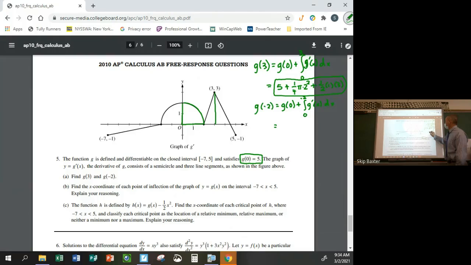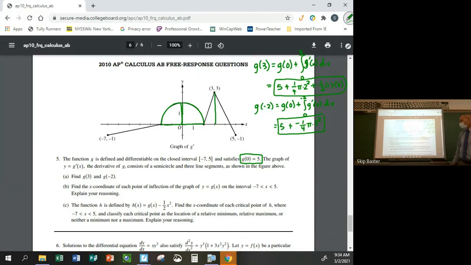So this is going to be 5 plus, now you're going from 0 to -2, which is backwards. So it's going to be the negative sign, right? So it's going to be -1/4 pi r squared. Because now we're just talking about this quarter circle right here, but with the negative sign. That's part A. Any questions on that?